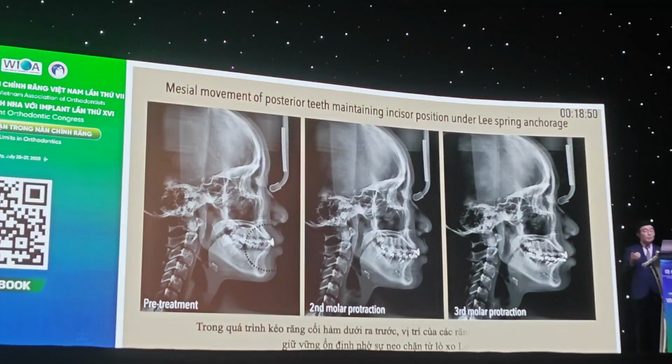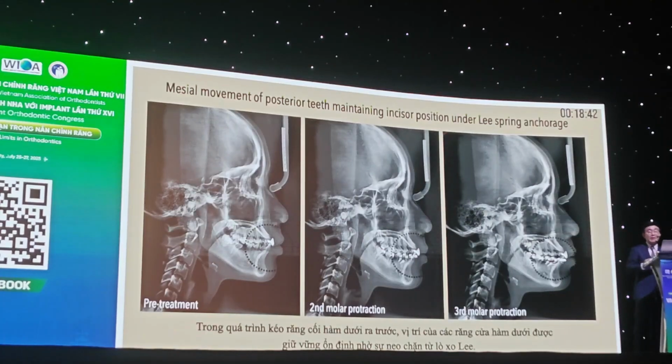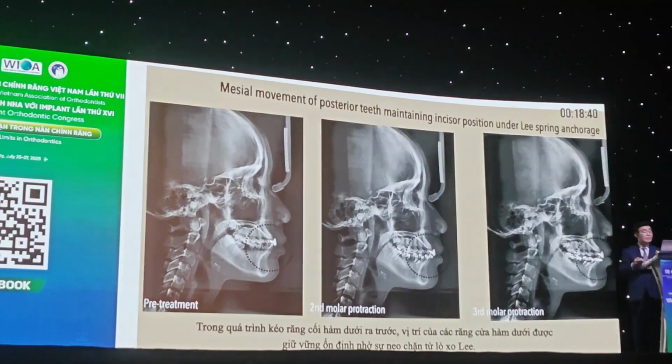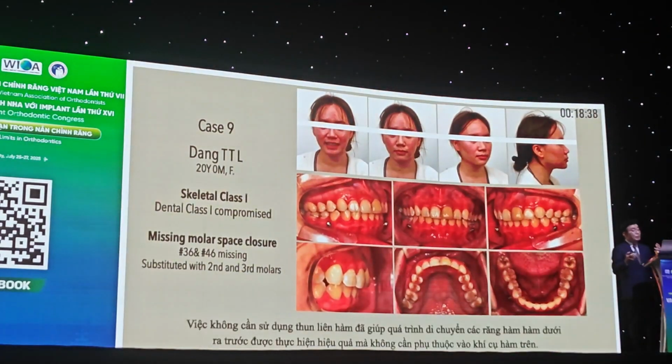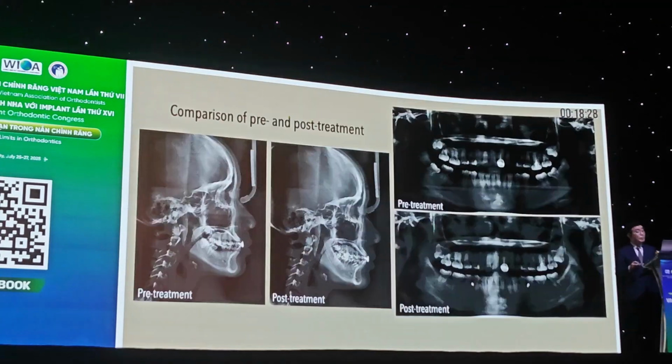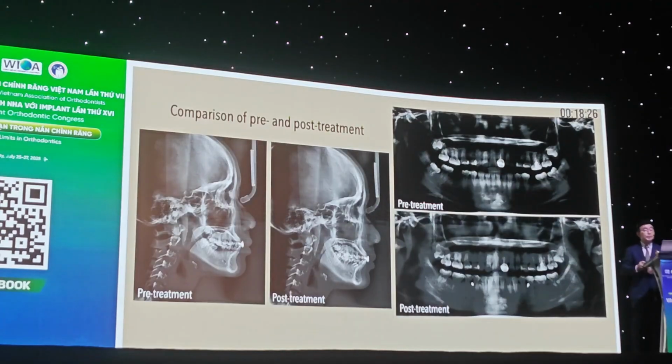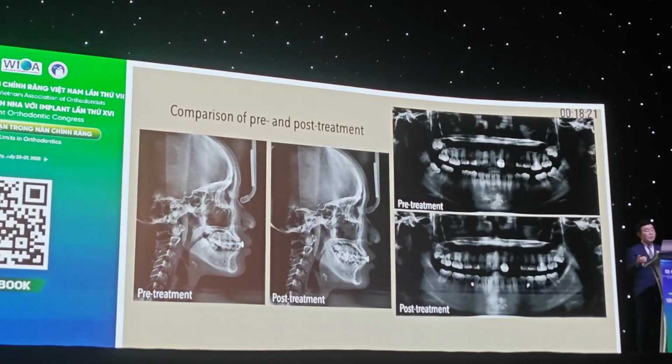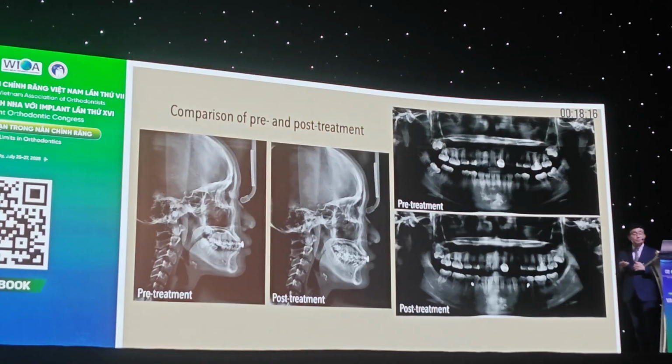While advancing the mandibular molars, the position of the mandibular incisors was stably secured due to the anchorage provided by the lead spring. The absence of the need for intermaxillary elastic assistance allowed for effective forward movement of the mandibular molars without reliance on the maxillary appliance. The stability of the mandibular anterior segment was preserved independently of patient cooperation while achieving effective anterior movement of the posterior molars.